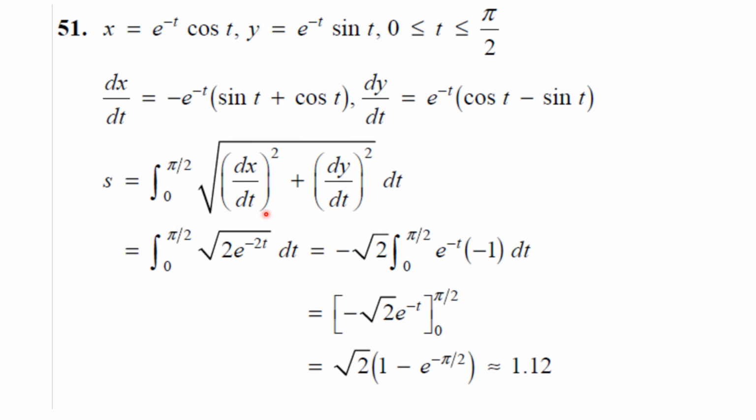And so you can do a lot of simplification, and upon the simplification, you'll get the integral from 0 to pi over 2 of the square root of 2 e to the minus 2t. You can pull out this constant, and you're integrating this. The integral of e to the minus t is going to be this. You plug in the endpoints, and we get an exact answer, which is what I'll be asking for on the high stakes assessments: this is the square root of 2 times 1 minus e to the minus pi over 2.